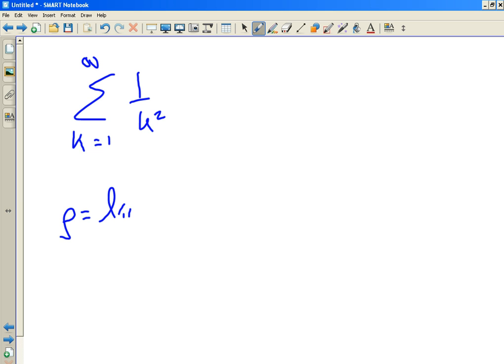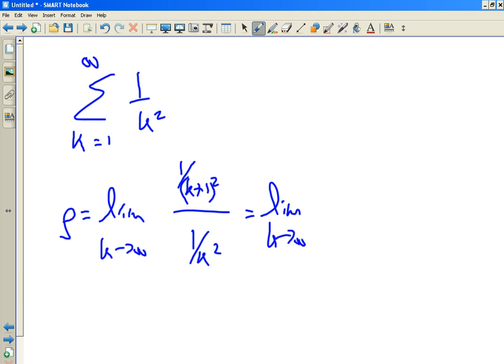Let rho equal the limit, as k goes to infinity, of u sub k plus 1 over u sub k. This is u sub k. What's u sub k plus 1? 1 over k plus 1 squared, right? Again, how do you divide fractions? Multiply by the reciprocal of the denominator, so the k squared ends up on top, doesn't it? All right, can you tell me that limit? That's also 1. Dang, ratio test fails.